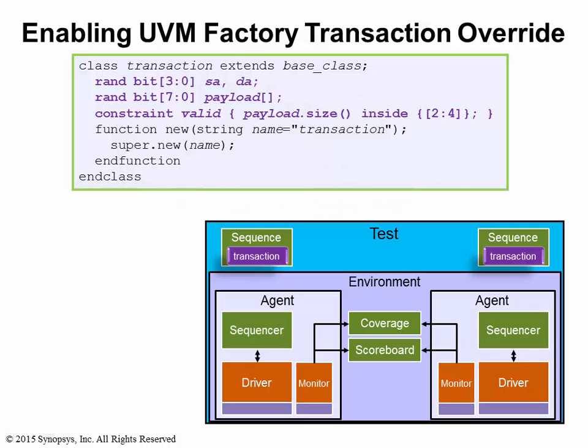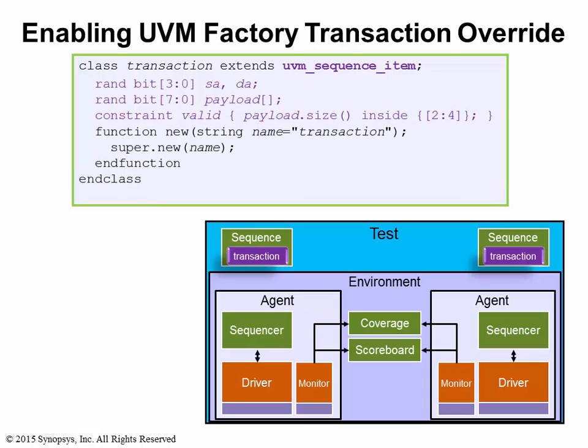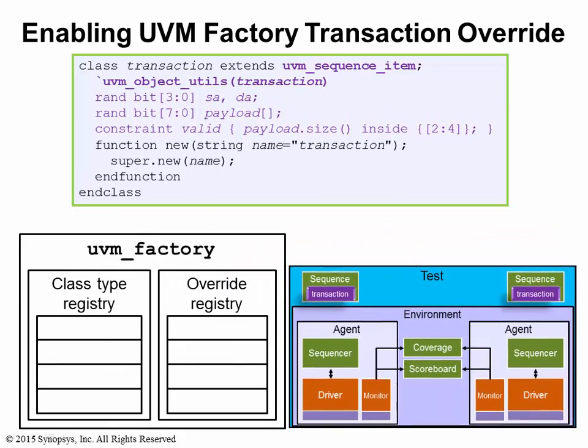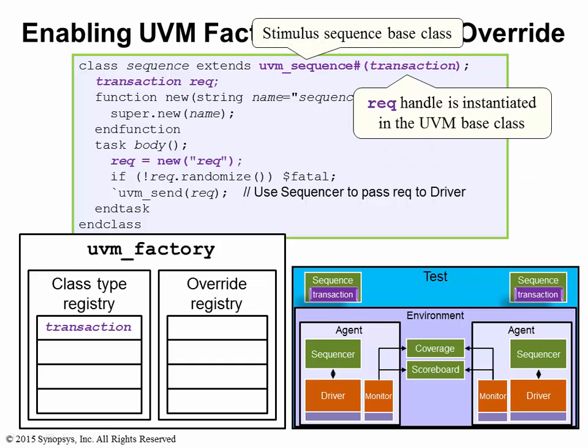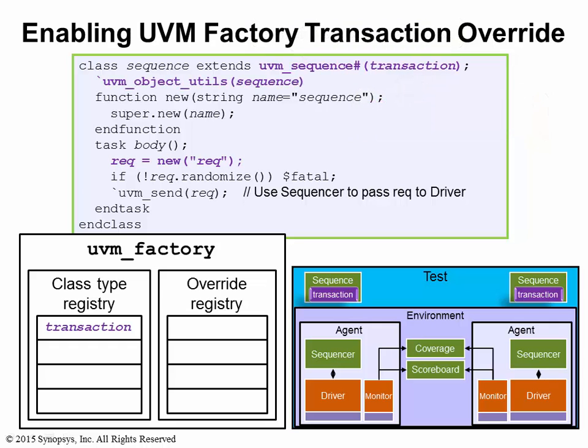First, let's bring UVM class into play. The base class of transaction in UVM is the uvm_sequence_item class. Then, register the class into the UVM Factory with the uvm_object_utils macro. Similarly, let's convert the sequence class to UVM compliant by extending from the uvm_sequence base class. The uvm_sequence base class will create a handle of the transaction class for you, so you don't need to create the transaction handle yourself. And just like the transaction class, register the sequence class into the UVM Factory with the uvm_object_utils.